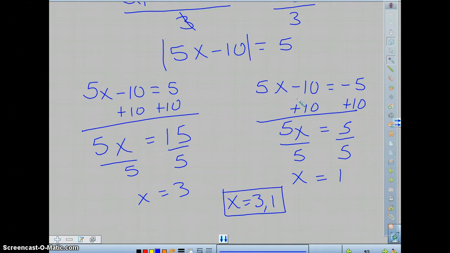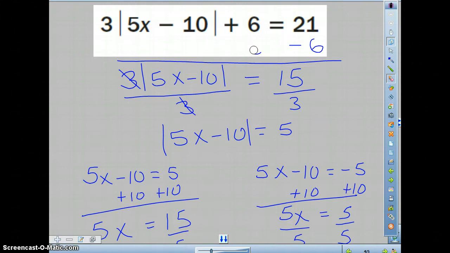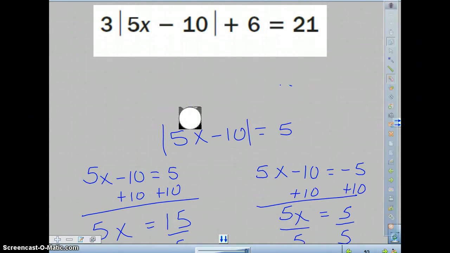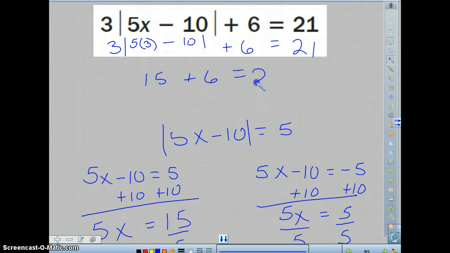So let's see if that works. Let's come back up here to our original problem. I'm going to erase some here a little bit faster. There we go. So let's try 3. If I put a 3 in here, 5 times 3 minus 10, times 3, plus 6 equals 21. Well, let's see. That's going to be 15 minus 10, which would be 5. So 5 times 3 would be 15, plus 6 equals 21. So 3 is a check.